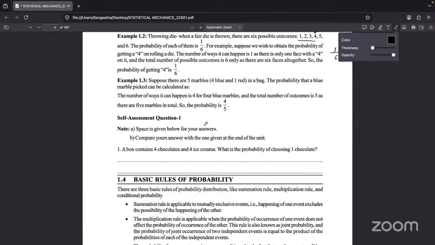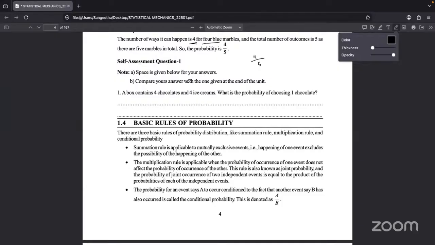Next, come to example 1.3. What is given? The total number of marbles is 5. These are all introductory, known topics related to probability. The probability of picking a blue marble: how many blue marbles do we have? 4. So the probability of picking a blue marble is 4/5. This is one of the examples.